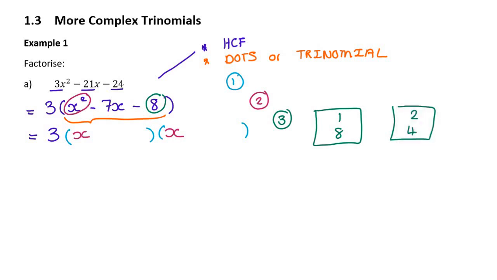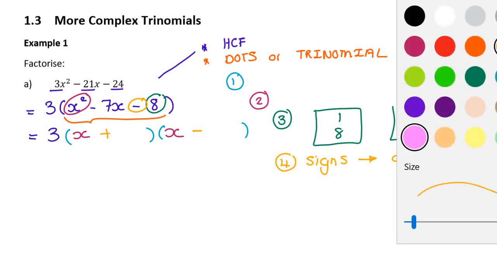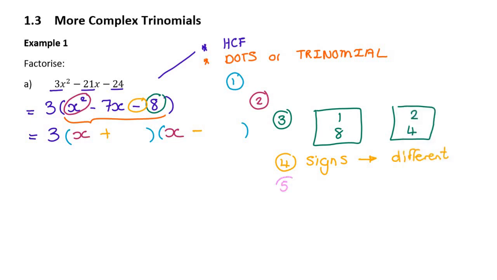My next step is to look at my signs. Don't forget, we always look at our constants to get a hint about our signs. Our signs need to multiply together to give me a negative. So my signs clearly need to be different. So one's going to be a plus, although it doesn't matter which order, and then one's going to be a minus. Now it does matter who gets the minus and who gets the plus. So now I need to say to myself, how am I going to add together to get minus 7 x's? My middle terms are all going to be x's, and I need minus 7.